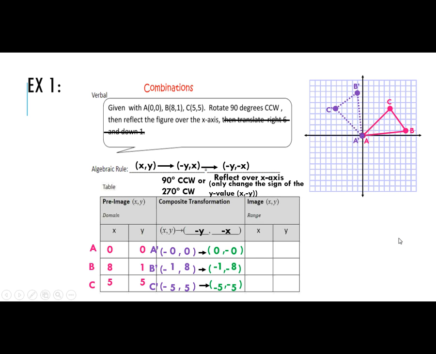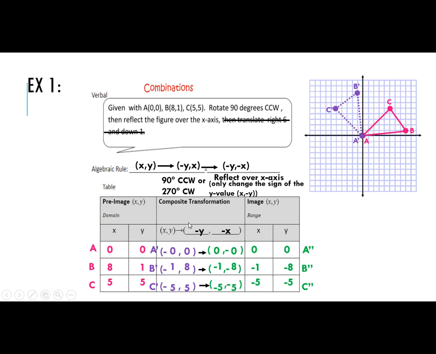Okay, so if you guys see, these will be our final image points. And since this is the second transformation that I've gone through, I throw on the double prime. So you guys see double prime, double prime, double prime. Holy hot dog, right? Okay, so to get from the first prime, or my first image points, we kept x the same and changed all the signs of y.